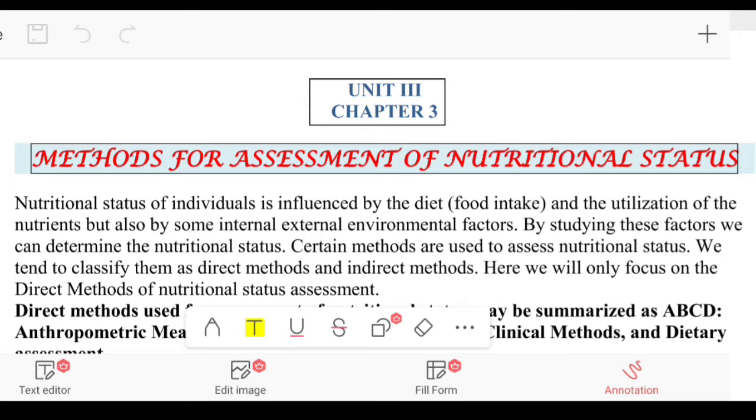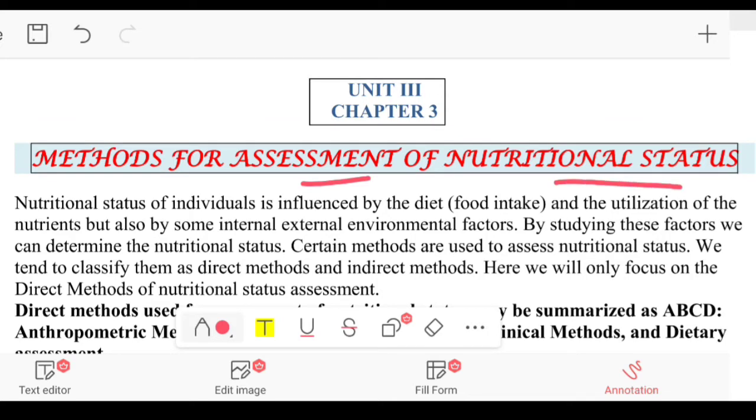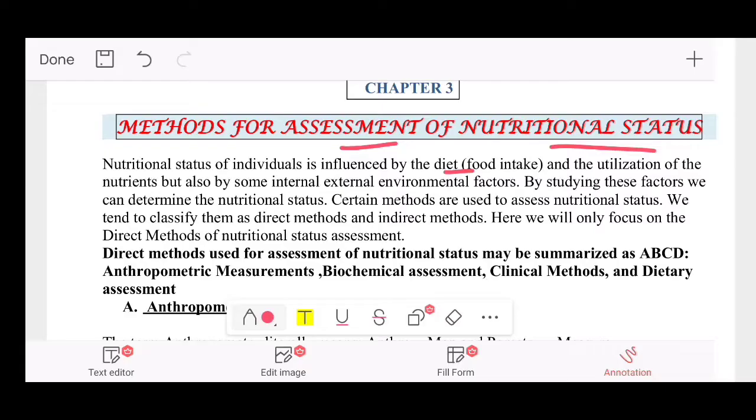So today we will see about the third chapter of Unit 3, that is methods for assessment of nutritional status. Here we will see the methods by which we can assess the nutritional status of an individual. Nutritional status of an individual is influenced by the diet or food intake, which means whatever food we are taking, by this we can say what is the nutritional status of that particular person. And the utilization of the nutrients, but also by some internal and external environmental factors.